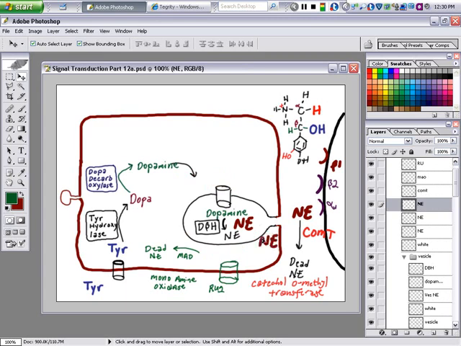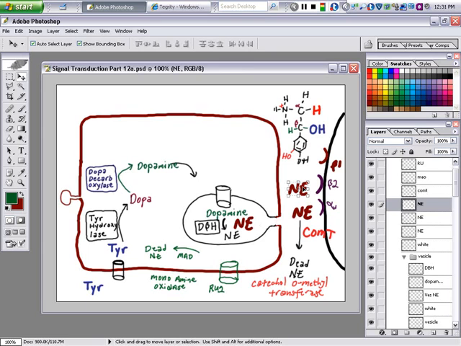Or you can think about it this way: if the reuptake 1 is inhibited, then the norepinephrine can't get back into the cell. Now it's going to stay in the cleft, and it's going to continue to activate the adrenergic receptor, and that's going to make the person happier. And that's actually what happens. It makes the person feel happier. Okay.